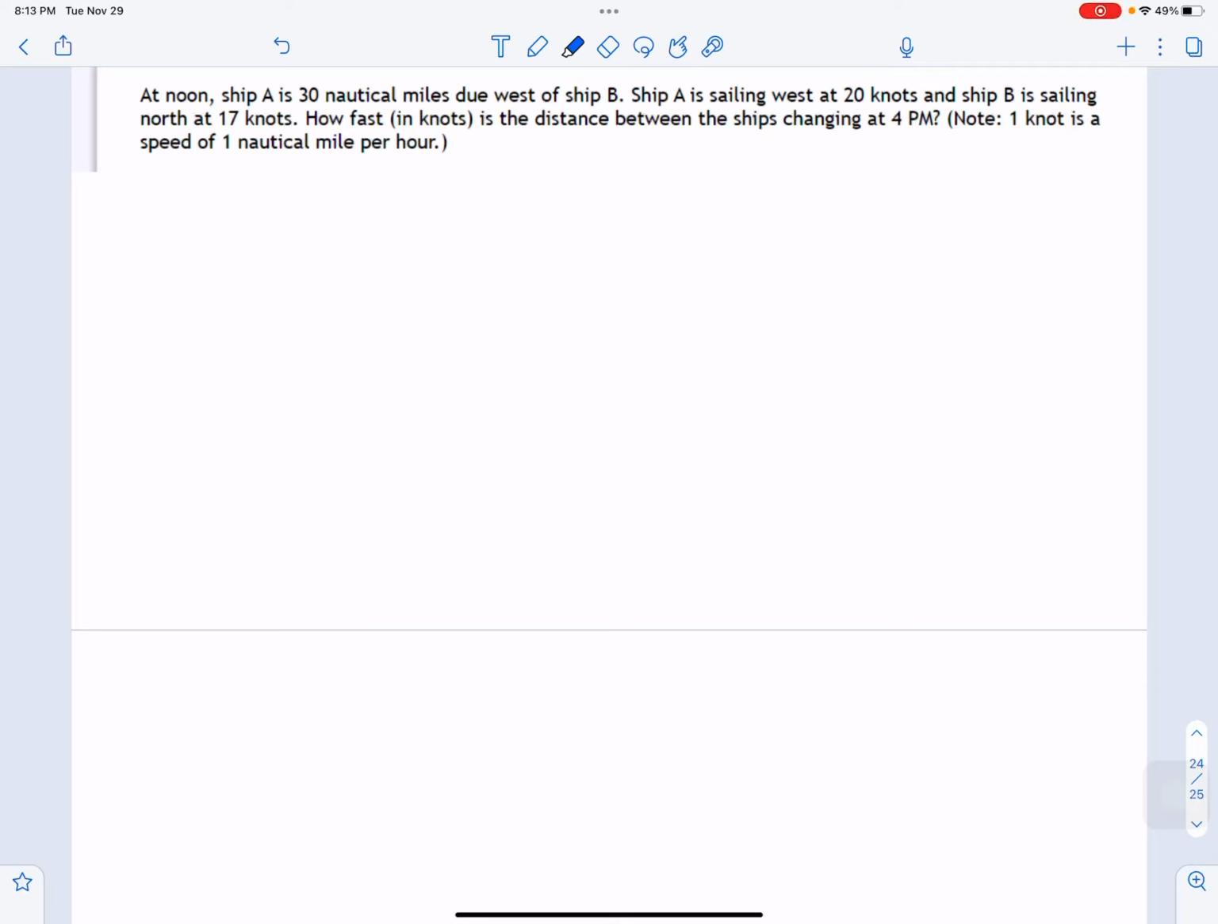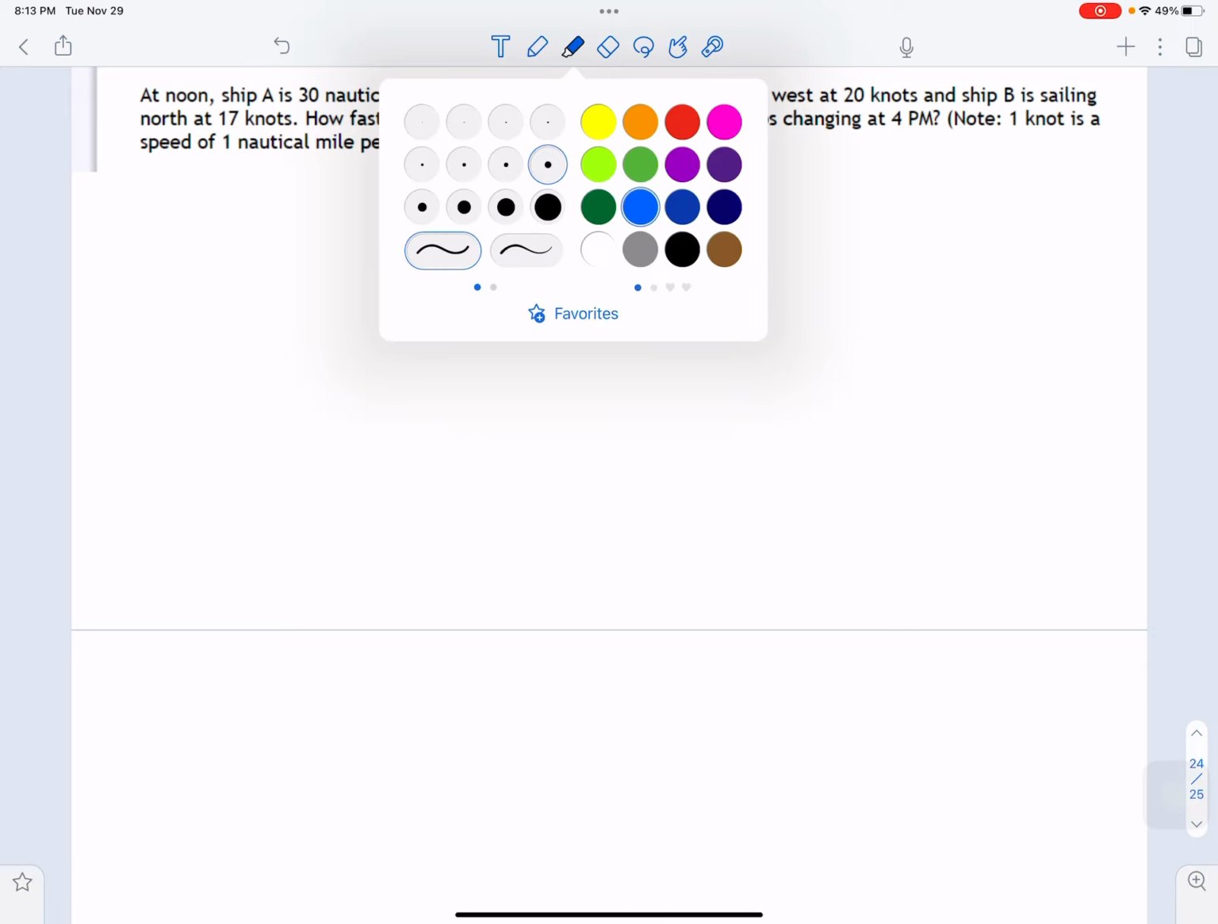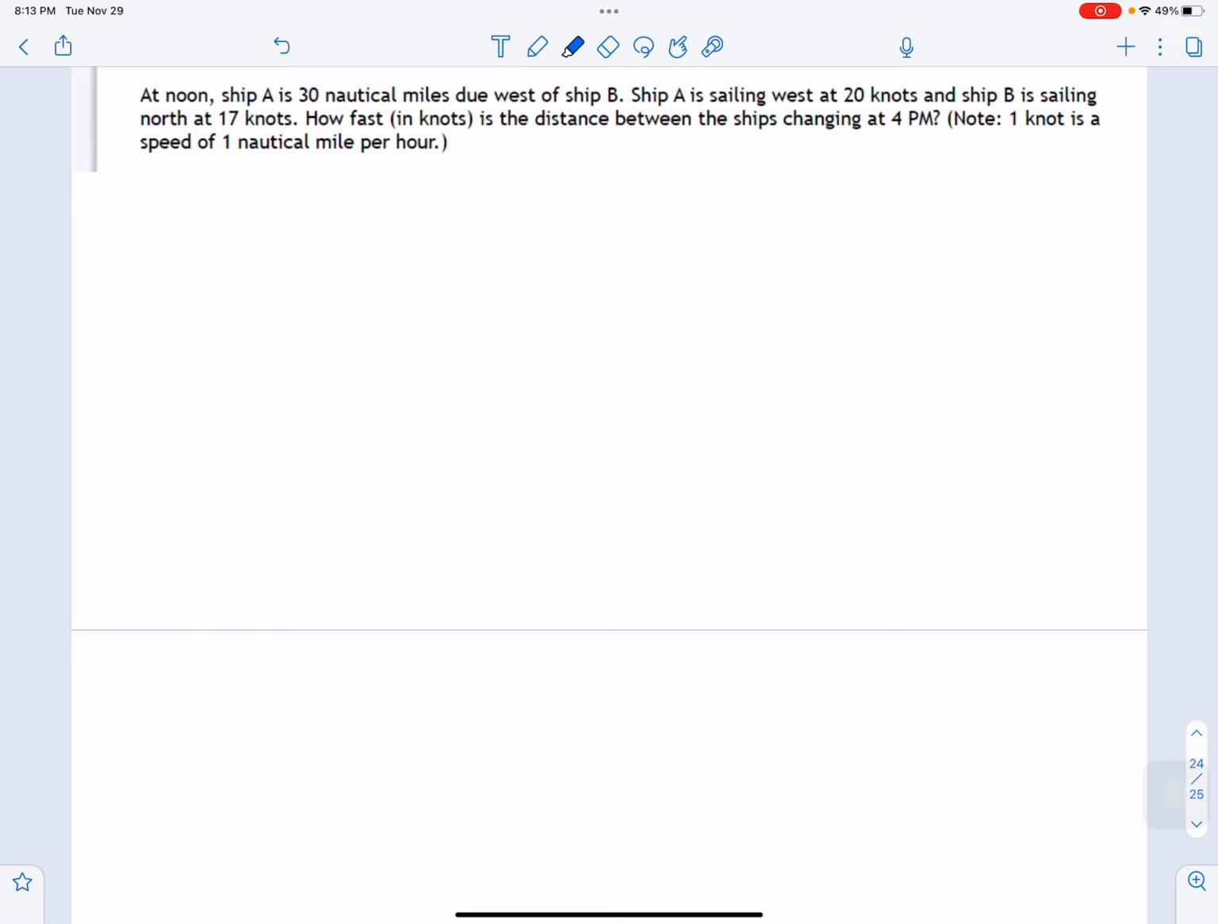Hi everyone, so this is to help with the ship problem, and let's go ahead and read the problem and we'll highlight along as we go along. So some information: at noon, so we're saying 12 p.m., ship A is sailing 30 nautical miles due west of ship B. So what would that look like?